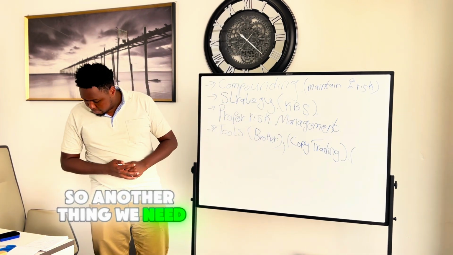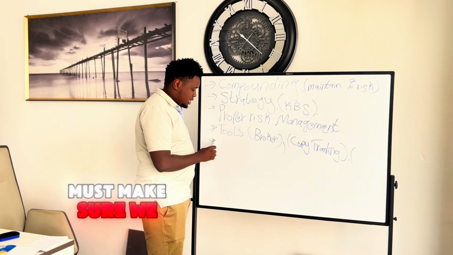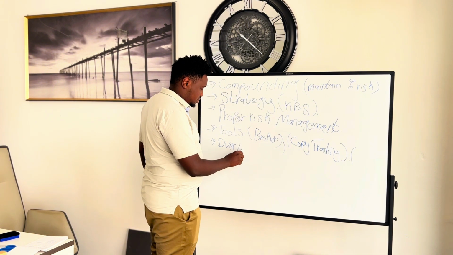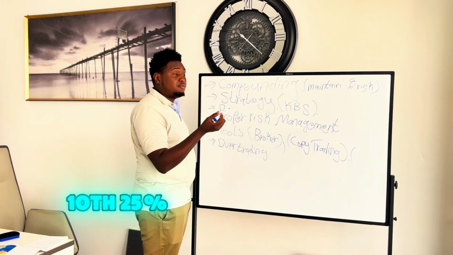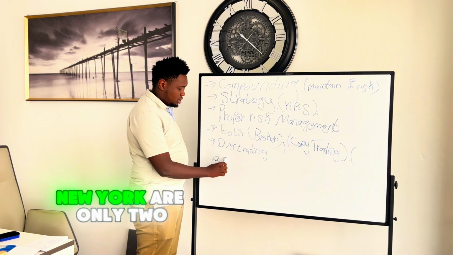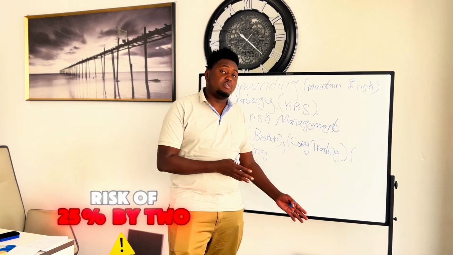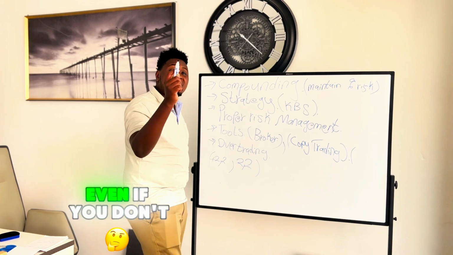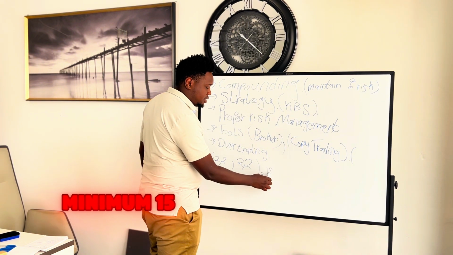Another thing we need, basically I don't think we need the indicators. The risk I must mention is that we will be tempted to overtrade to reach the 10-25%. But what we can do to avoid this is to say only 2 trades in the London session and only 2 trades in New York, so those are 4 trades. And then we divide the risk of 25% by 2. So we risk half. If we do this, at the end of the day, even if you don't get the 25% profit, you get at least a minimum of 15% profit.